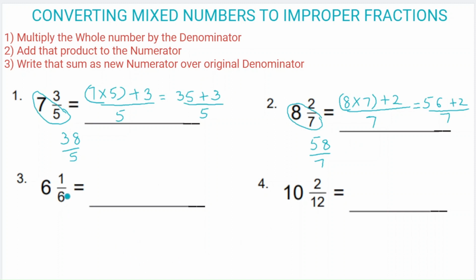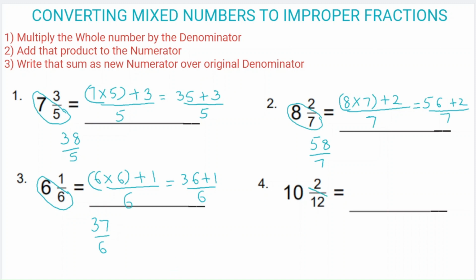Alright, so now let's check this. Same steps, 6 times 6. So multiply whole number by the denominator. Add numerator to the product. So it is 1 in this case. Keep the denominator same. So it's going to be 36 plus 1 over 6. My answer is 37 over 6. Now 37 and 6 do not have any common factor. So this is my answer. I hope you got this correct.